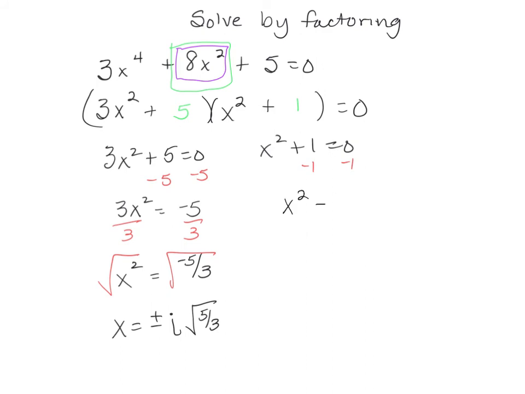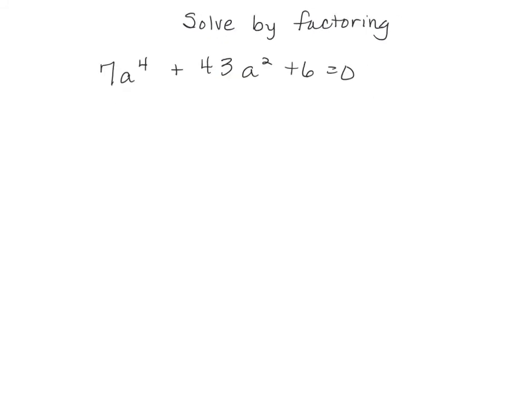We do the other side, we're going to subtract 1 off of both sides. x squared equals negative 1. Take the square root, and x is going to equal plus or minus i. I don't have to write anything else because square root of 1 is 1, but the square root of negative 1 is going to be i. I need you to try this one, please.